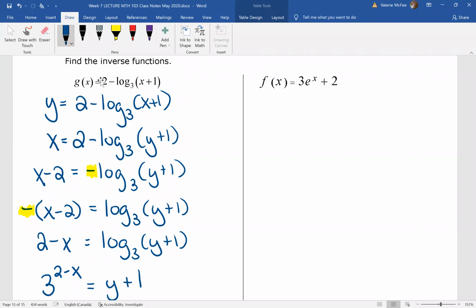We'll do this one together. We're asked to find the inverse function, but notice that this time we're starting with an exponential function. So what will we be looking for? The inverse function is a log. Let's follow our steps again. F of x becomes y. X and y switch places.